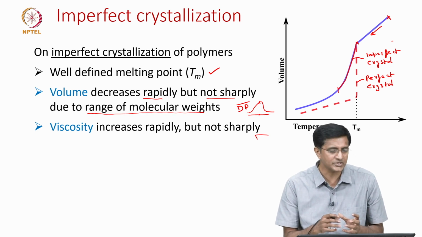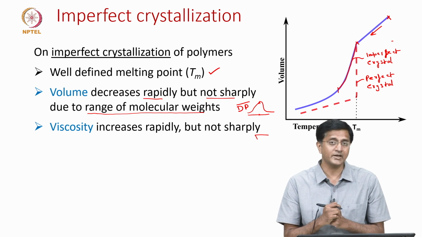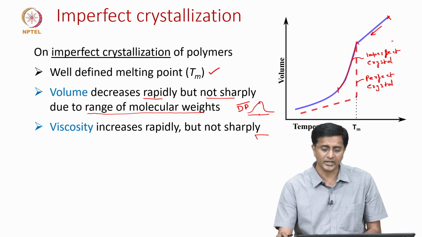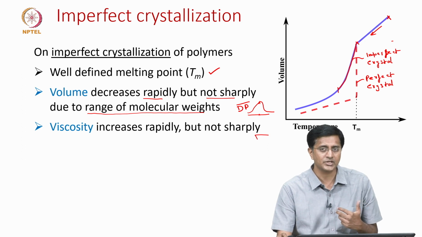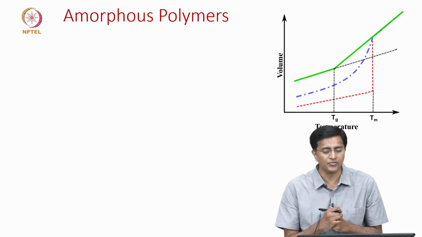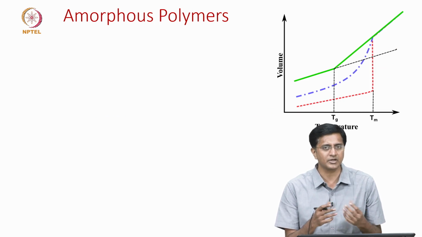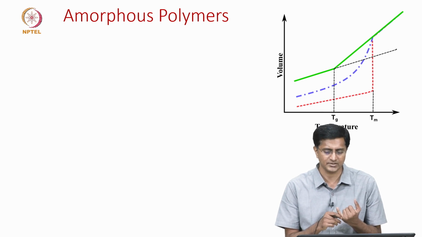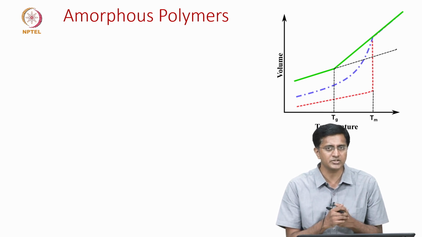So, this is what happens in crystalline polymers. Now, let us look at what happens if there is no crystallization. So, we are talking about amorphous polymers where the crystallinity is hindered because of several reasons, like we have looked at previously: atacticity, branching, cross links, and maybe also multiple subgroups.